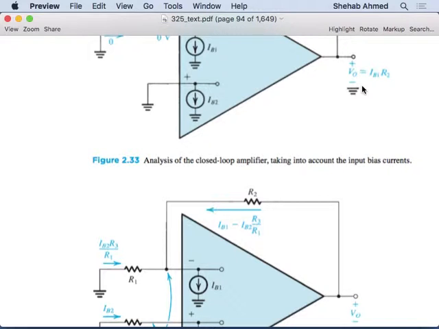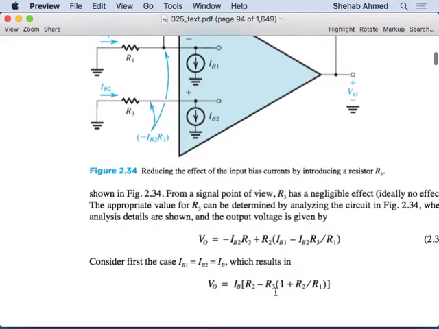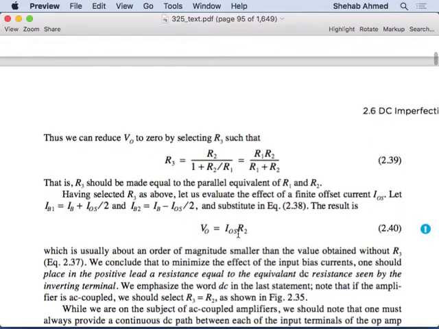So V output due to the bias current will be much smaller if you put R3 and select R3 such that you try to eliminate this, but you will still be left with some component because of the mismatching. So what is this component equal to? This component is equal to the offset current multiplied by the resistance R2.